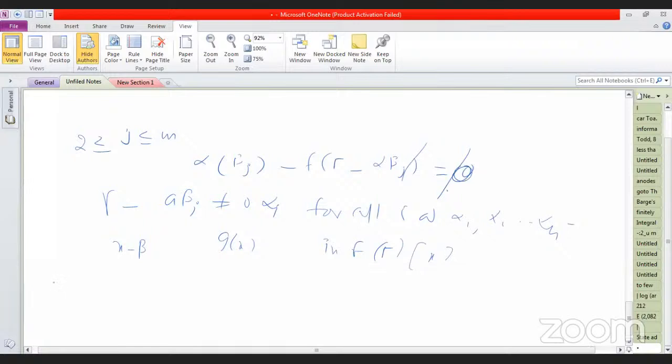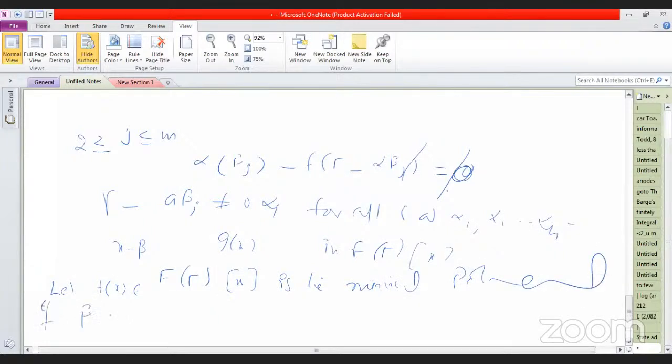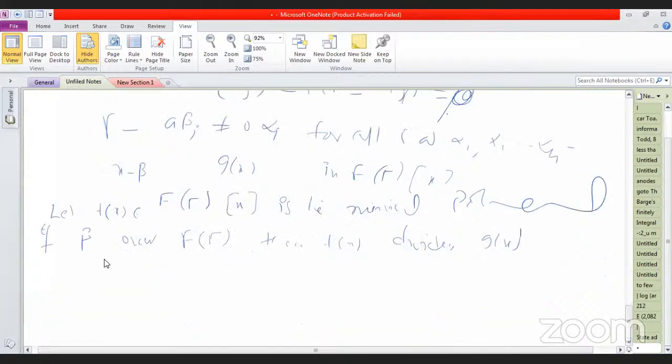So therefore, let p(x) belong to F(gamma)[x] be the minimal polynomial of beta over F(gamma). Then T(x) divides g(x), and therefore T(x) divides h(x), which implies that T(x) divides x minus beta. We can write T(x) equal to x minus beta. We can write it or not? Yes, sir.